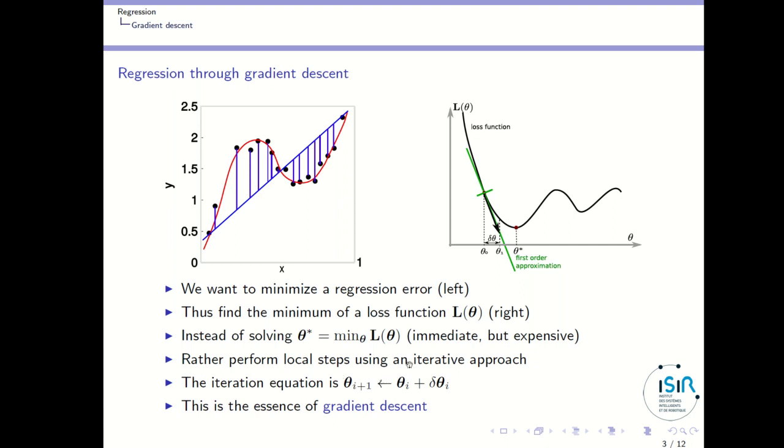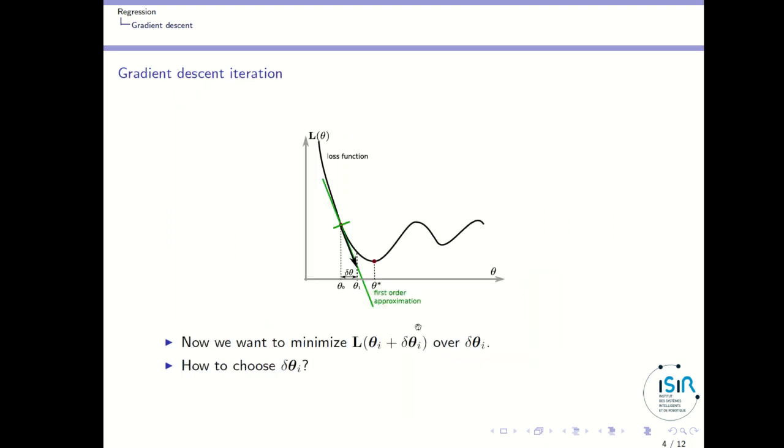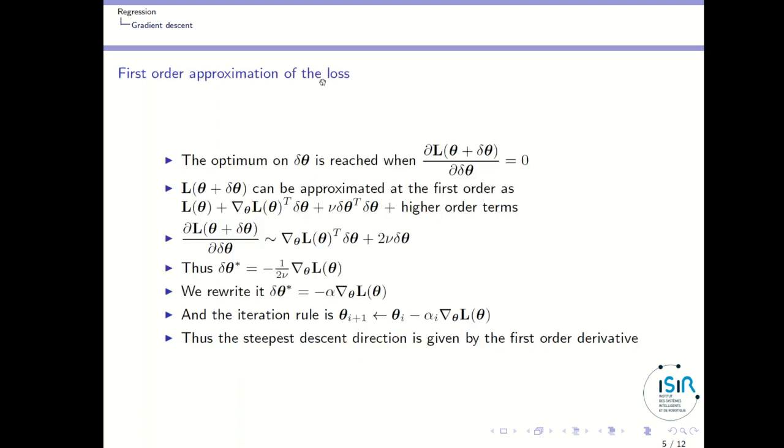So the problem will be, how can we get this delta theta? We want to minimize, in fact, the loss of theta plus delta theta over delta theta. The question is, how can we choose this delta theta? And this can be cast mathematically quite clearly. So we want to find the minimum of the loss of theta plus delta theta over delta theta itself. As usual, this minimum is reached when the derivative of the loss over delta theta is null. So how can we use this?